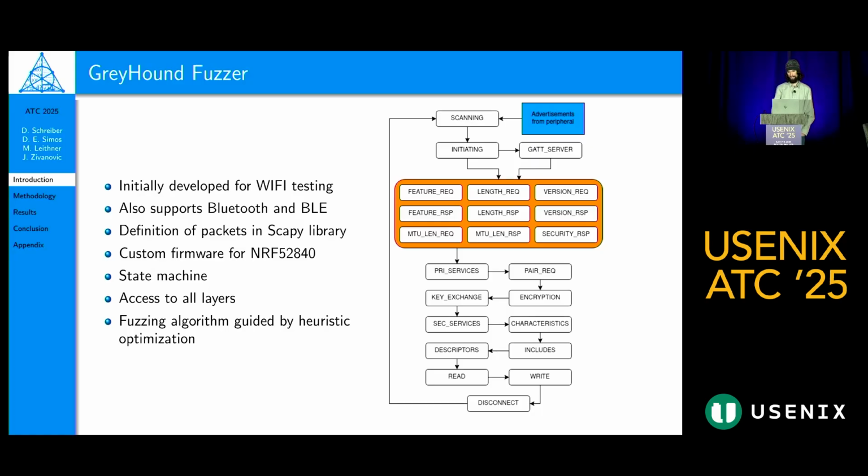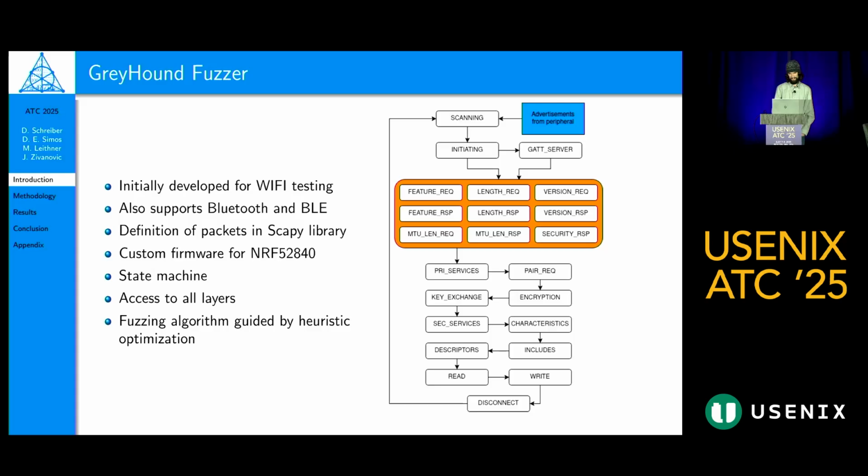To send the packets over the air, the Greyhound developers implemented a custom firmware for the nRF52840 dongle, which is capable of sending arbitrary BLE packets, and it can be controlled by sending commands over a USB serial connection to the dongle. Additionally, they added a state machine for BLE, which is shown here on the right, which can initiate a connection to a peripheral device and also respond to received packets.